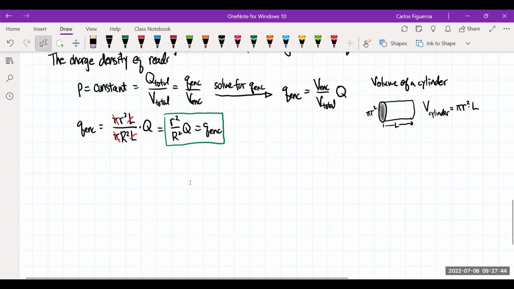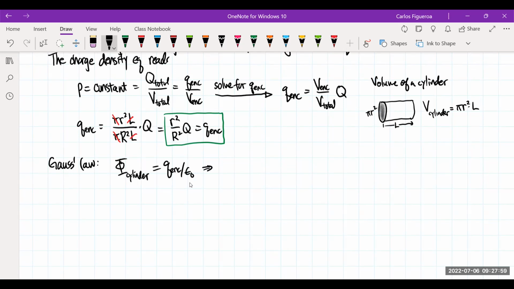So if I now put this together, Gauss's law tells us what? It says that the flux of the cylinder must be Q enclosed times epsilon naught. So therefore, I know that this is going to be E of little r less than big R times the area of the Gaussian surface. And then Q enclosed is going to be little r squared over big R squared times Q, times 1 over epsilon naught.